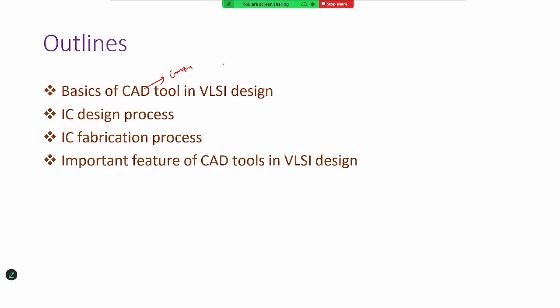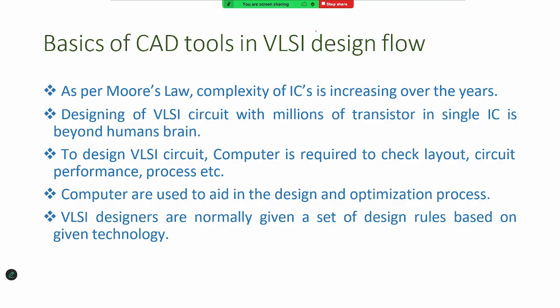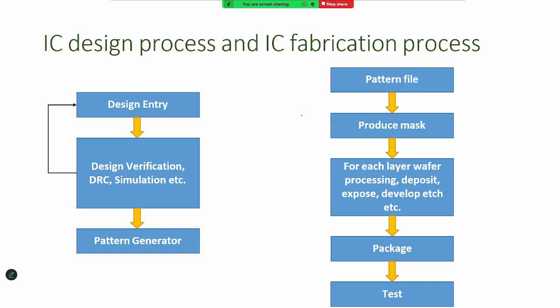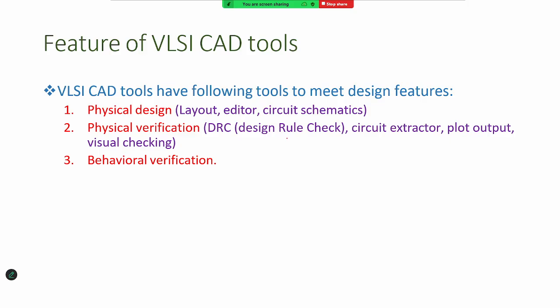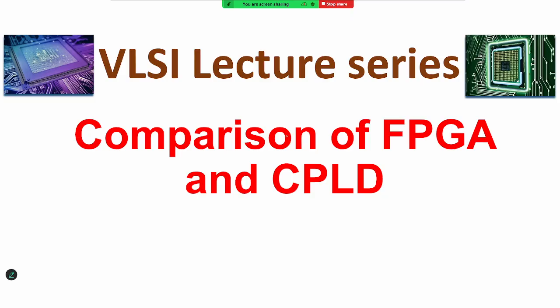Basically we are using Synopsys and Cadence tools, Mentor Graphics tools, Xilinx tools. So we are using many tools in the front end as well as the back end. As per Moore's law, I told you, complexity increases over the years. So designing 100 transistors manually is possible, but millions of transistors it's not possible. This is about process fabrication, which I will tell you in the fab. Basically physical design, physical verification, behavioral verification.